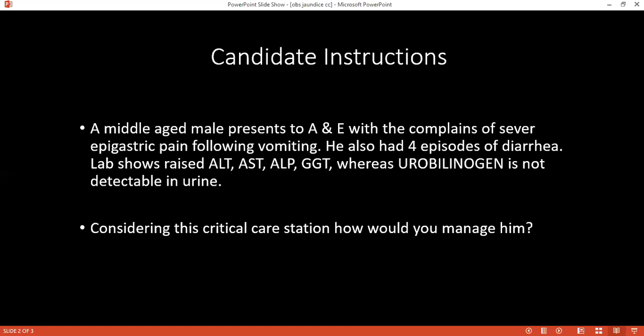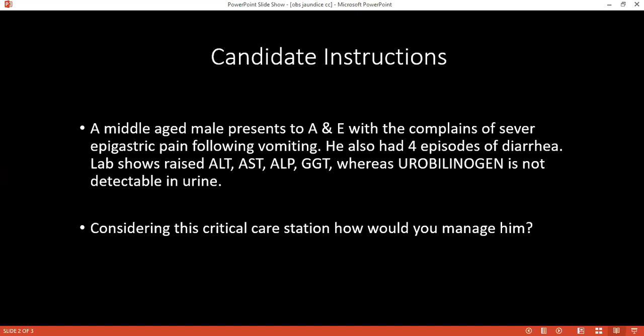Tell me, how would you classify jaundice? I can classify it as pre-hepatic, hepatic or post-hepatic. Obstructive jaundice is which type of jaundice? Post-hepatic. Very good. Other than gallstones, what else can cause post-hepatic or obstructive jaundice?